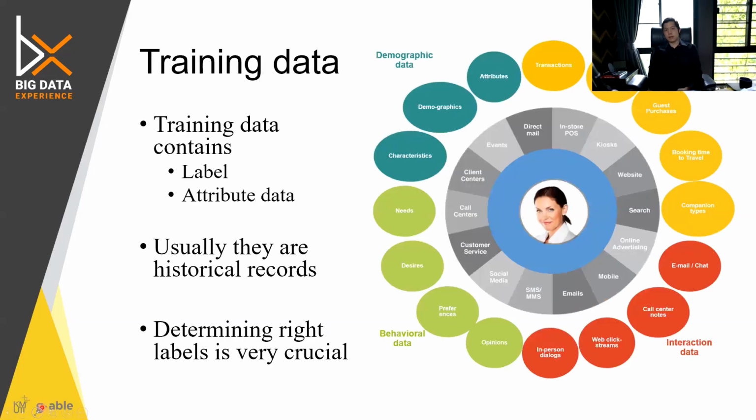The data required for creating a model will be like this. You need to have first labels, and secondly, you need to have attributes. Right? The labels and the attributes data. Attribute data are things that might have happened in the past. The labels can be the thing that you want to estimate, or the future label that would happen. Usually these would be historical records.